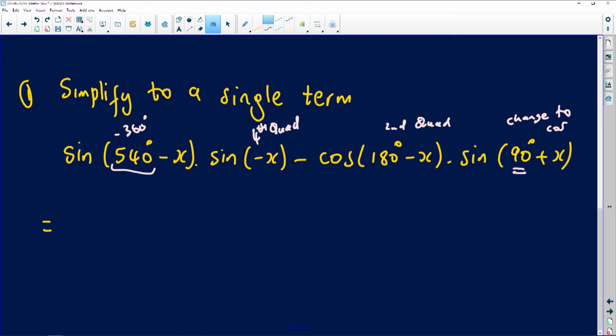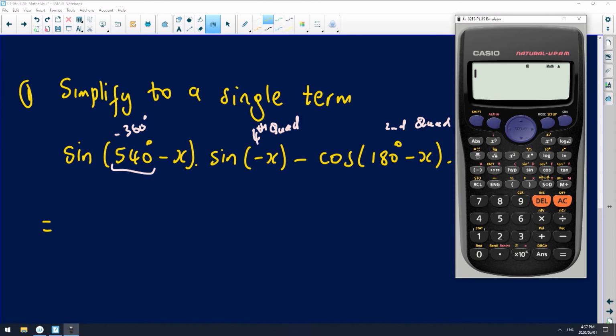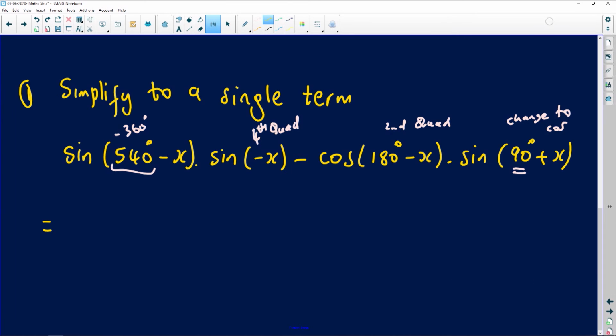So let's have fun. 540 is too much. It's over that first revolution. So if an angle happens to be more than 360, which is more than the first revolution, you are allowed to subtract 360 from it, and it actually takes us back to 180 degrees. When I do 540 minus 360, I'm getting 180. So this question is as good as sine of 180 degrees minus x.